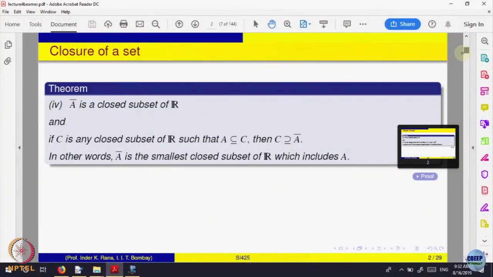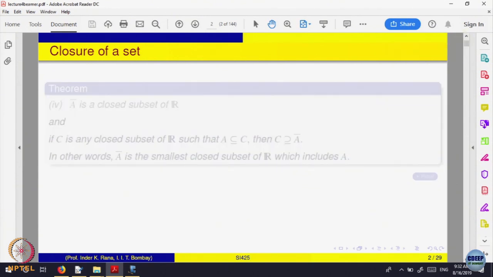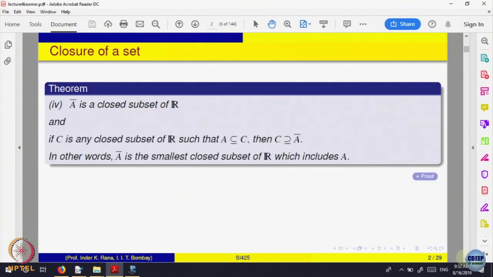Right, so let us start by recalling what we were doing. We were looking at the closed subsets of Rn, and then we looked at what is called the closure of a set, and we proved the result, namely A bar, the closure of the set A, is a closed set, and in fact we proved it is the smallest closed subset which includes the given set.